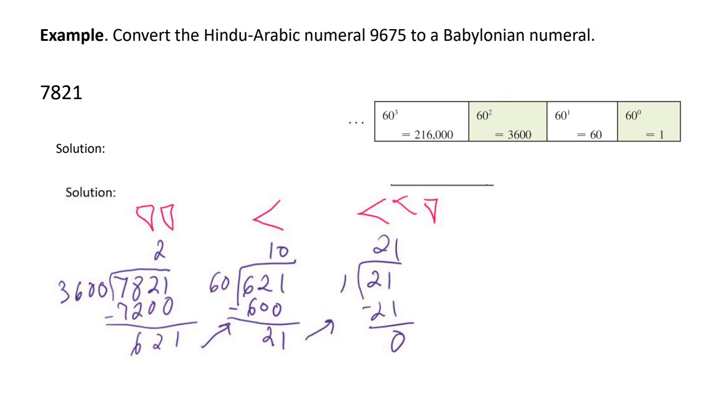Notice that we leave a space in between them to differentiate that this is on the place of the 3600s. The 10 is on the place of the 60s, and the 21 is on the place of the ones. Okay, so that's how we write it in Babylonian.